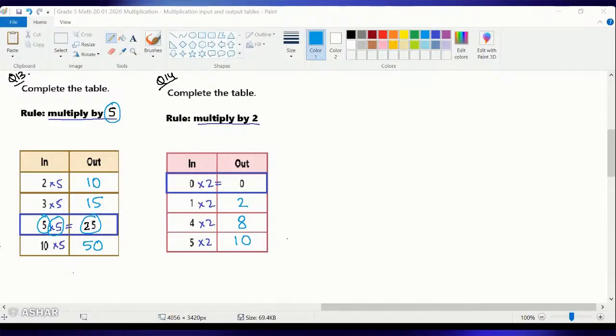Moving ahead, I will change the values in this next question. Let's make it a little interesting for you.